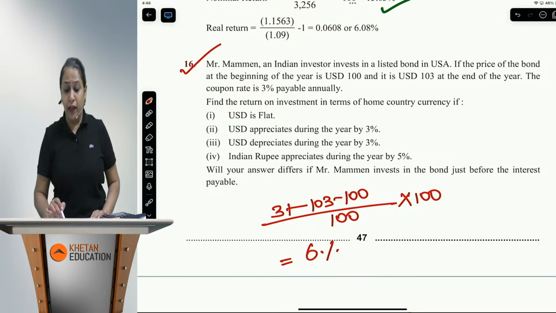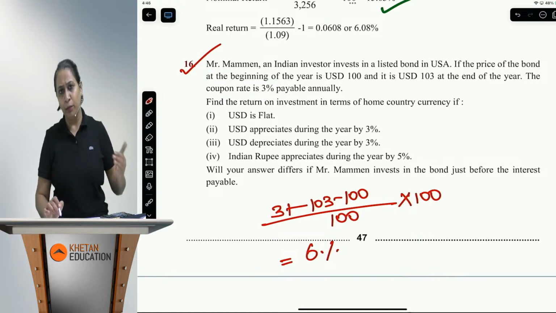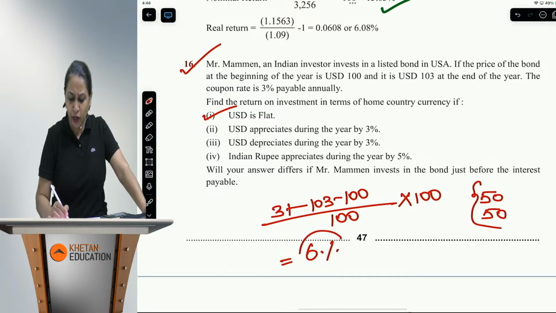Tell me one thing, if there is no change in the rupee dollar value, the spot value and the maturity value, then what will be the return for Mr. Mamin? Can anybody answer me, please? If the bond is yielding a return of 6%, you can see how I calculated that. Find the return on investment in terms of home country currency if USD is flat, it has to be 6% only. Suppose you converted rupee into dollar at 50 and you bring the money back at 50 only, you are going to earn only 6%, no change. I'm sure you understand that part, right?